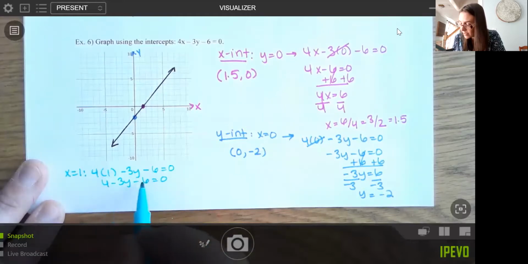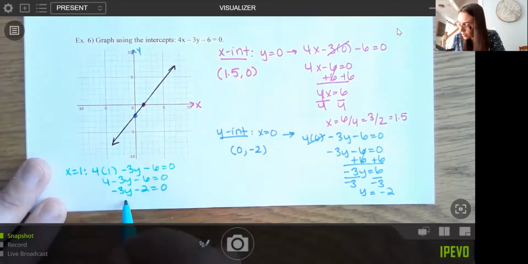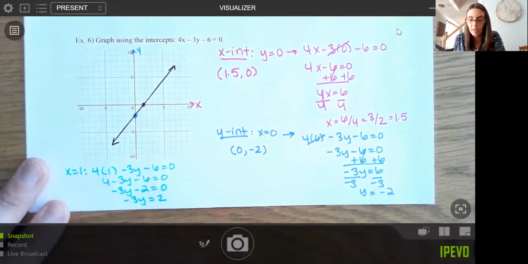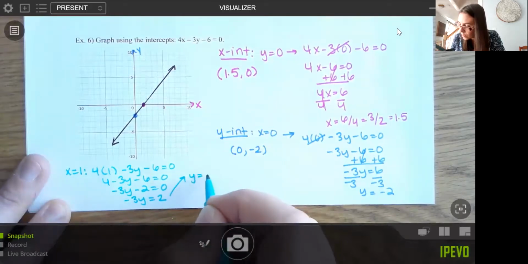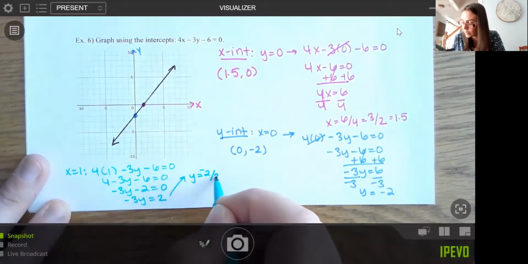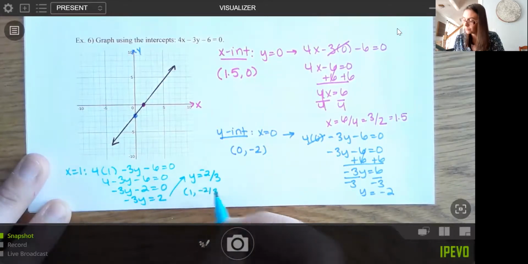Now 4 minus 6 is -2. So I have -3y minus 2 equals 0. I'm going to add the 2 to both sides. I'm running out of room here, so I'm just going to write the answer. So plus 2 would give me 2 on the right. And then I would divide by that -3, and I have y equals -2/3. So I get the point 1 comma -2/3.